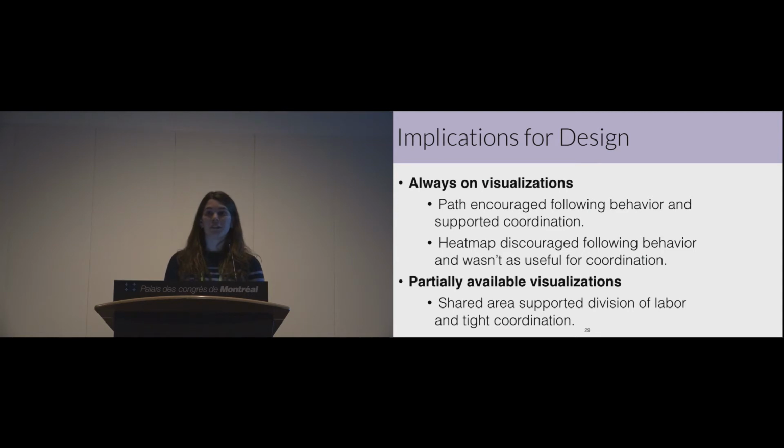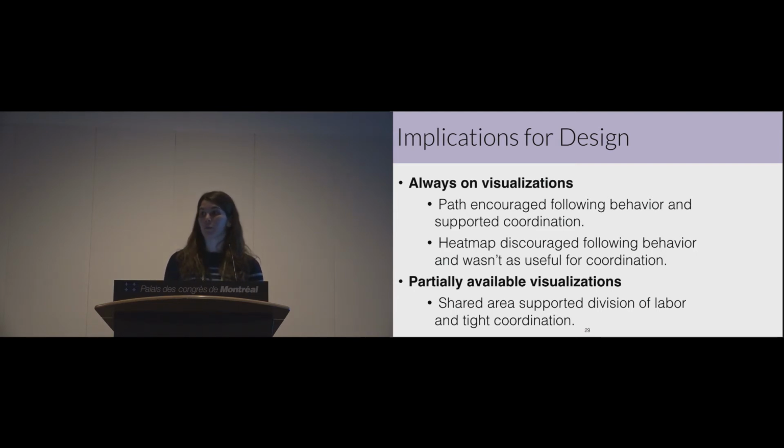So the shared area visualization was only displayed when participants were looking together at the same time, but wasn't during the rest of the search, which allowed it to support both division of labor as well as tight coordination, which is kind of the right fit for this task, where you want to be able to search separately, but once you identify the object, you want to be able to explain that location to your partner quickly. And so this partially available space was the right fit for this task, and this is a kind of a new technique for the gaze visualization space.